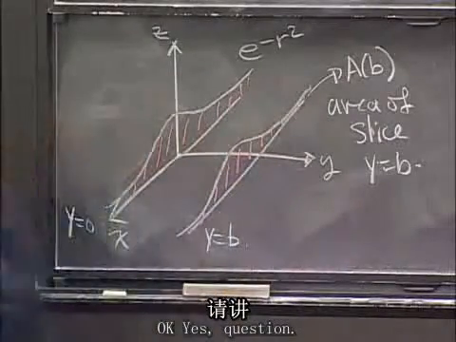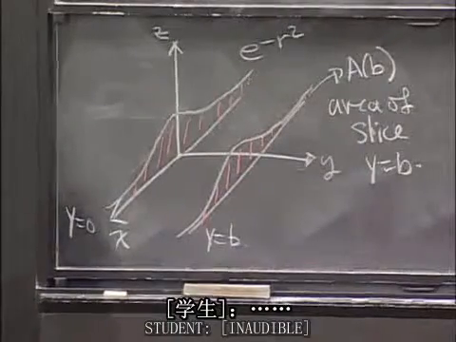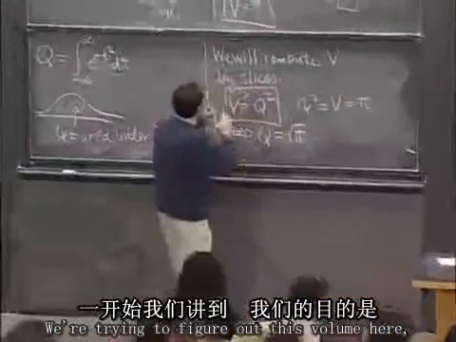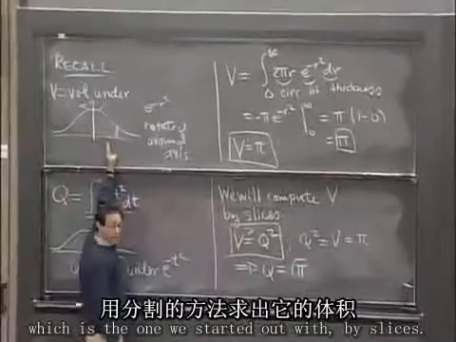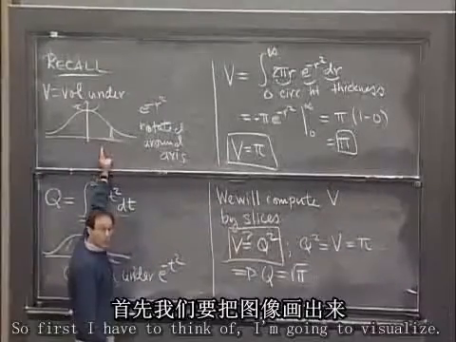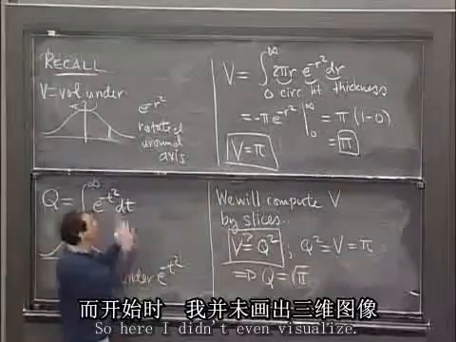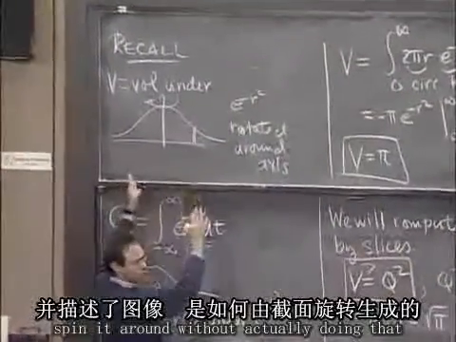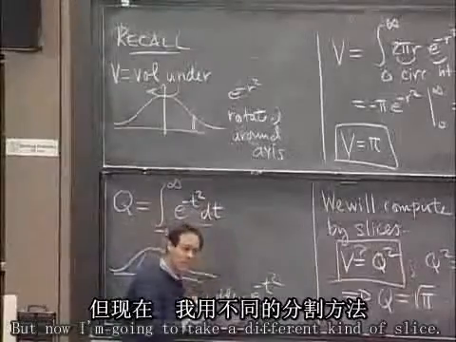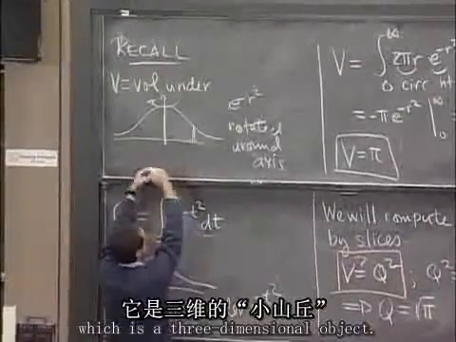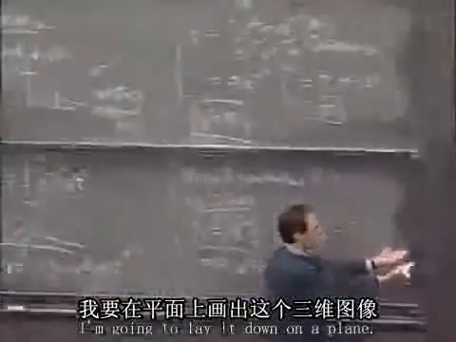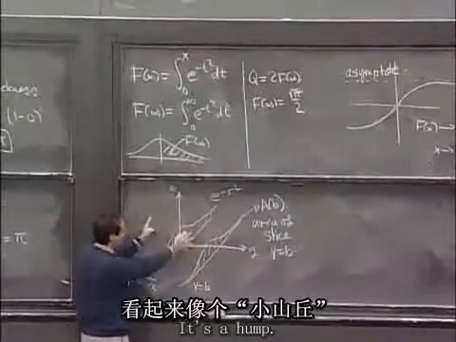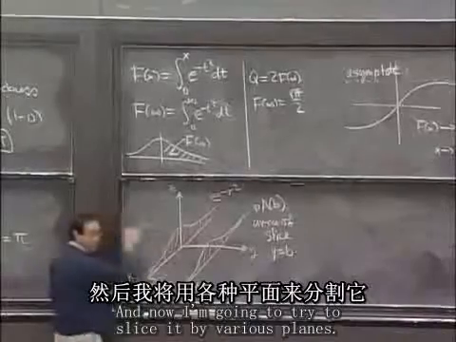Yes, question. What the solid is the rotation of this curve? Yeah, the solid. We're trying to figure out this volume here, which is the one we started out with, by slices. So first I have to think of, I'm going to visualize, so here I didn't even visualize it. I took a cross-section and I thought about how to spin it around without actually doing that in 3-dimensional space. But now I'm going to take a different kind of slice. I'm going to take that same bump, which is a 3-dimensional object. I'm going to lay it down on a plane, which looks like this, and then it's a bump here. All right? It's a hump. And now I'm going to try to slice it by various planes.